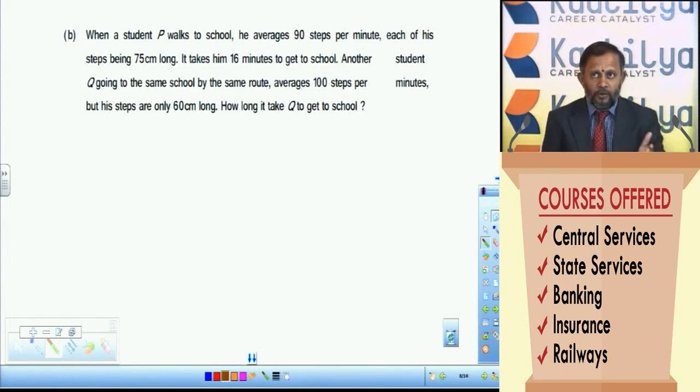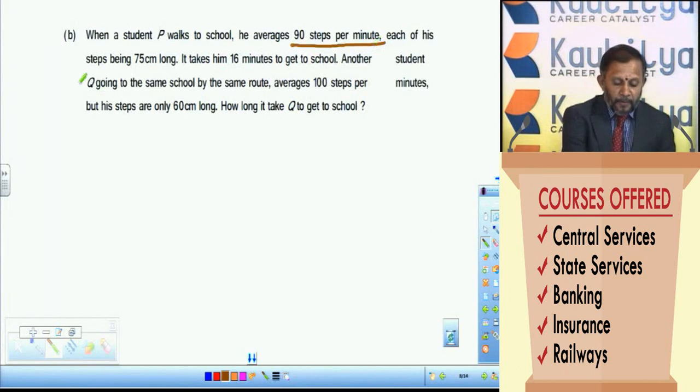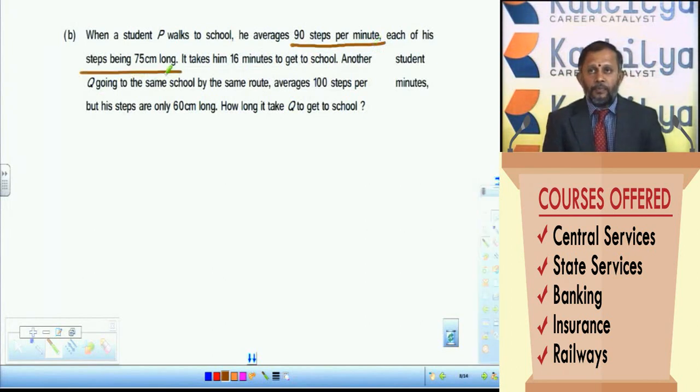Next, all these questions we discussed earlier appear in a single previous paper, and this paper contains the same question. Here is the problem. When a student P walks to school, he averages 90 steps per minute. Per minute he can take 90 steps, and the length of each step is 75 centimeters. He can take 90 steps in 1 minute, and each step is equal to 75 centimeters length. Next, he takes 16 minutes to go to the school.